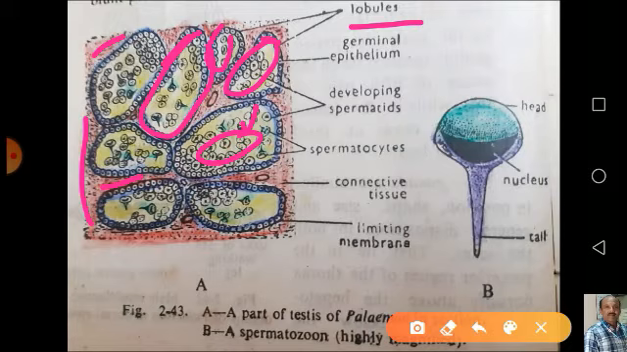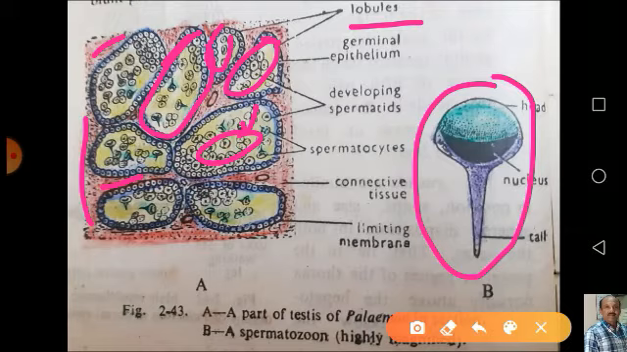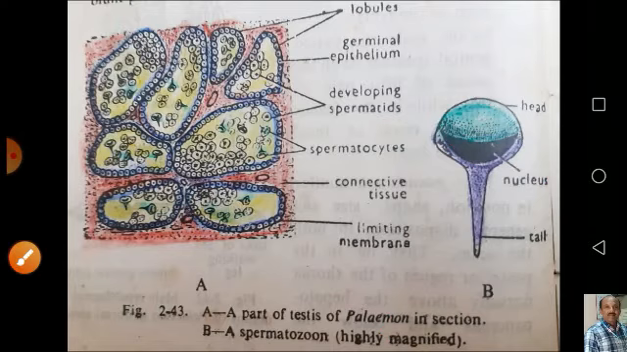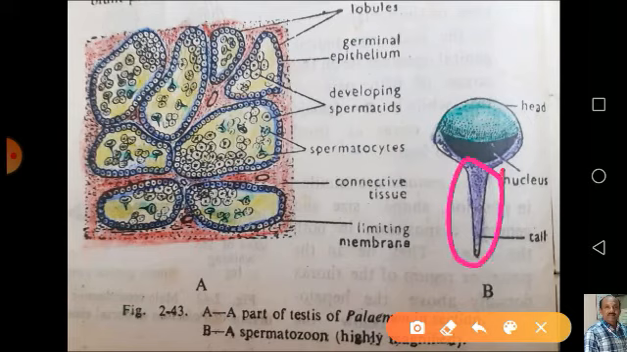Now you can see here the mature sperm, how it looks. This is the mature sperm. The sperm has three parts. The uppermost part is the head region, which is an almost globular structure that lodges a crescentic, half moon shaped nucleus, and then it has a blunt tail also. So this is the structure of a mature sperm.